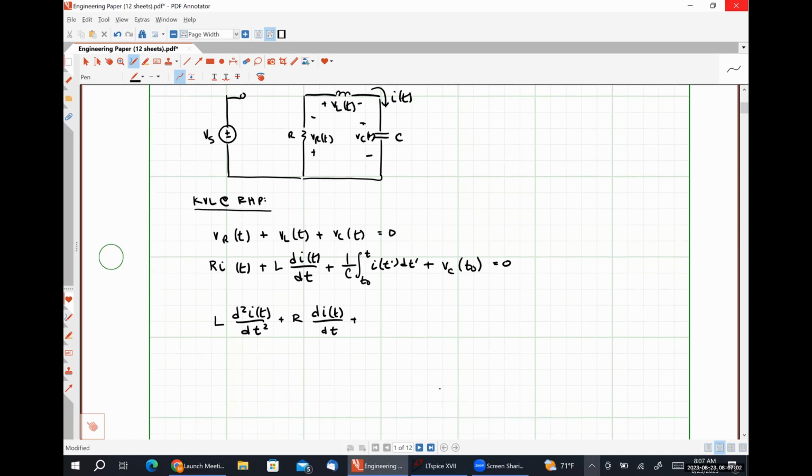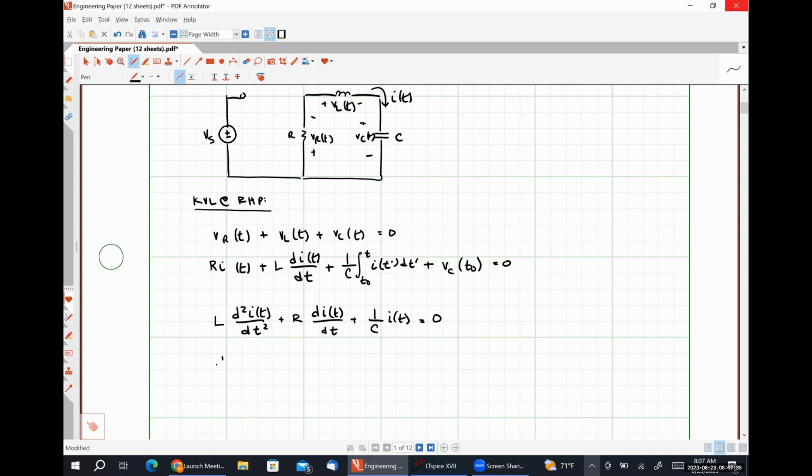Sorry, my stylus is acting up. There we go. Times the 0th derivative, or just the current function itself. And the derivative of the constant VC at t naught is equal to 0. So we have this second order differential equation, and much like I did in class on Wednesday, I'm going to simply divide everything through by a factor of L so that my coefficient for my second derivative term is 1.